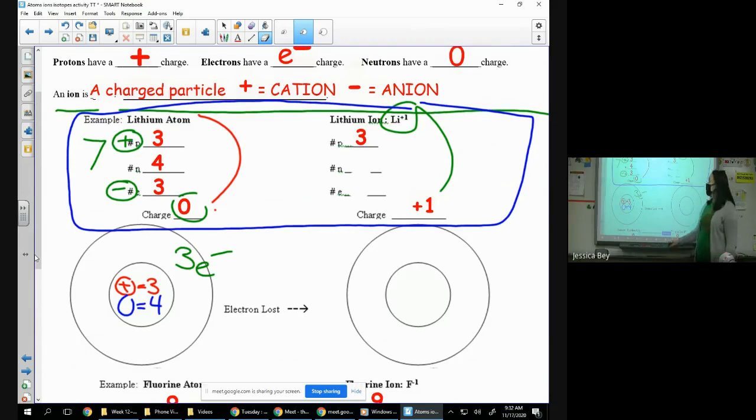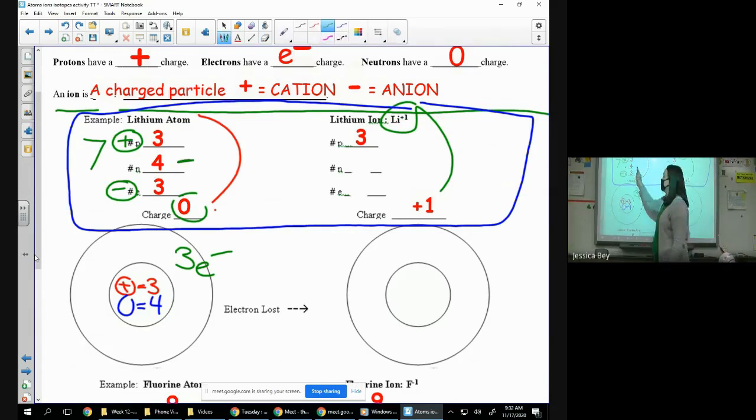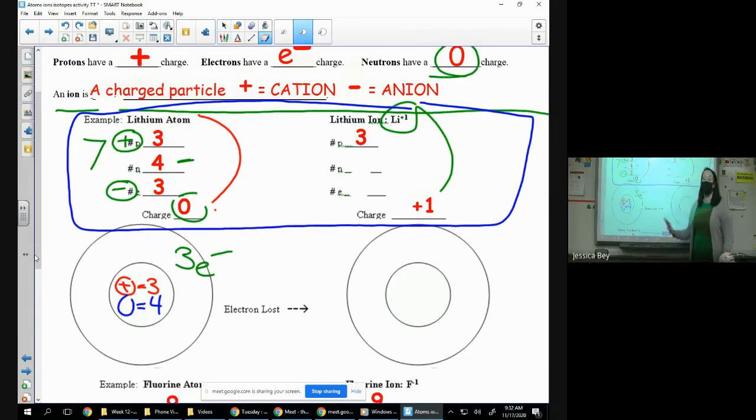Would changing the number of neutrons, remember with a neutral charge, would that do anything to the charge? No. So we're going to leave that the same as well. That's mass. That has nothing to do with charge. However, what is going to be different about this ion compared to that atom? How many electrons does he have in order to have a +1 charge? He has 2, right? Because now I have 1 extra positive.